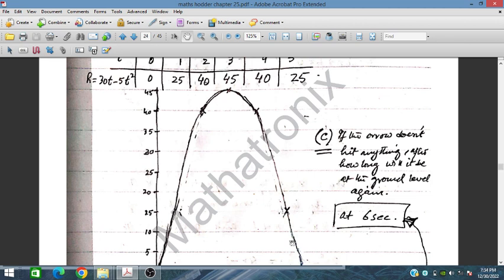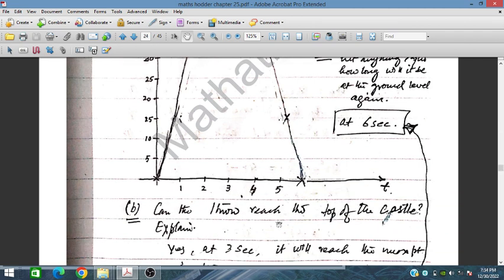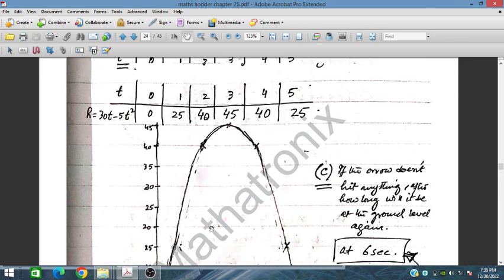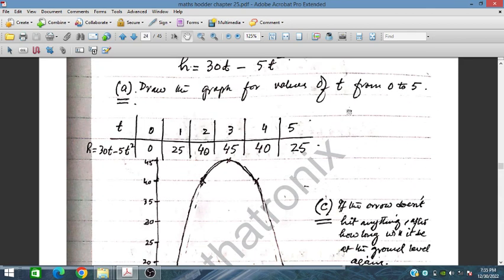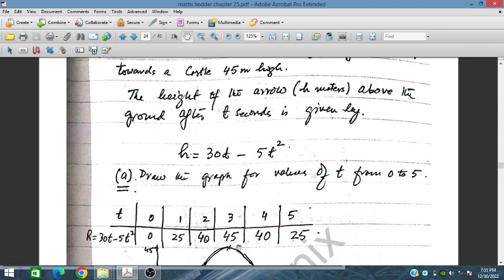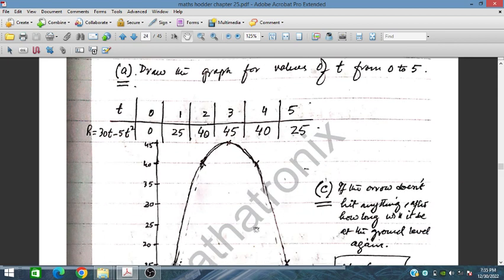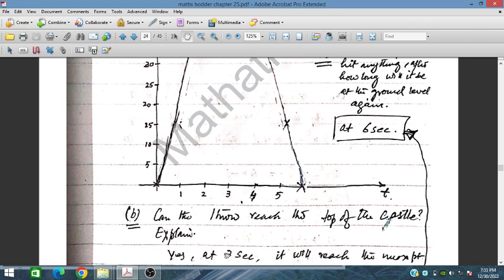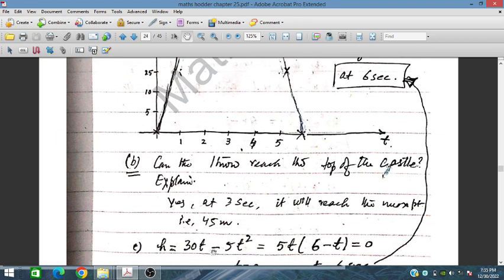maximum value. And in part B, can the arrow reach the top of the castle? Explain. Yes, at 3 seconds it is at 45 meters. Yes, it is reaching the maximum value of 45 meters. So we can observe it from here.